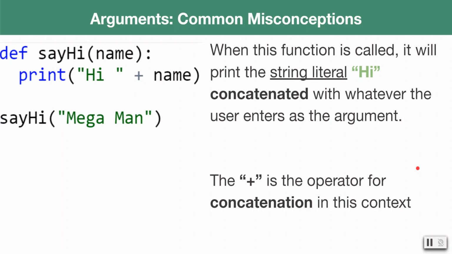All right, let's look at some common misconceptions. When this function is called, it will print the string literal "hi", that is, whatever is in these quotation marks, is going to be concatenated with whatever the user enters as an argument. So when we talk about concatenation, this plus sign is the operator for concatenation in this context. And whatever the user types in for name, in this case, Mega Man, is going to come out concatenated right after that "hi".